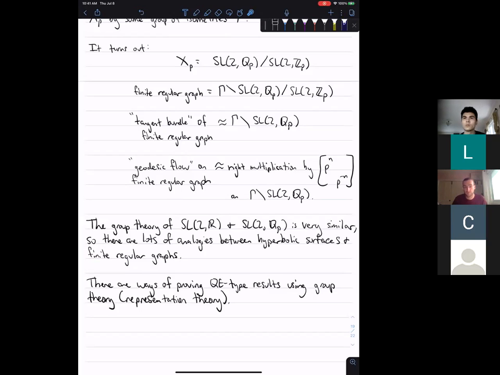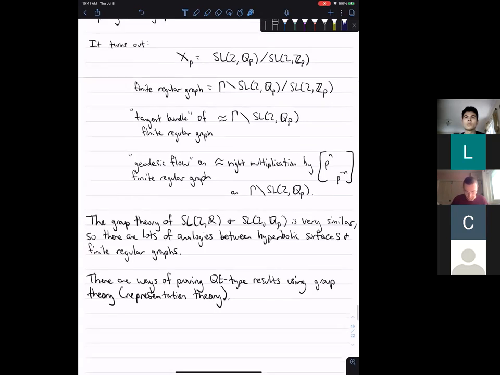And kind of the point I want you to take away from this is that what's nice about this is if you're trying to prove a quantum ergodicity result, but you're working with these spaces that are so closely connected to the group theory of some really nice group like SL2R, SL2QP, it gives you all these new tools to prove these results, namely coming from representation theory, which is a really powerful branch of mathematics.